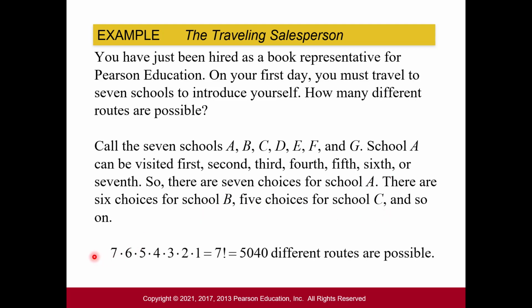And so the possible routes are 7 choices for A, 6 choices for B, and so on, but we multiply. And so by definition, why we just learned about factorial is because it's a condensed way of writing this idea of 7 times 6 times 5 all the way times 1. So 7 factorial different routes, which is 5,040 different routes that are possible.